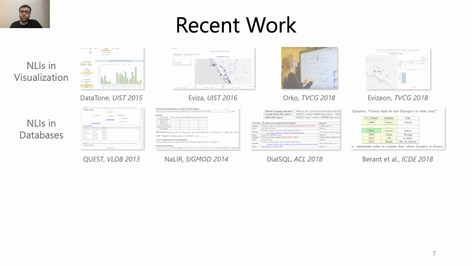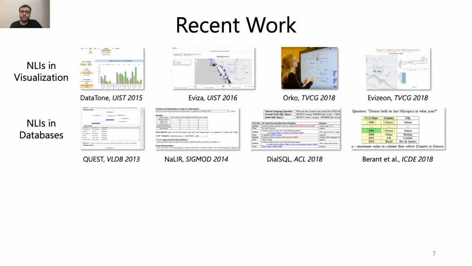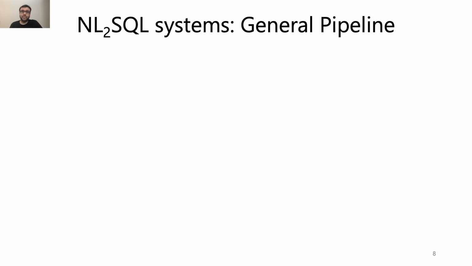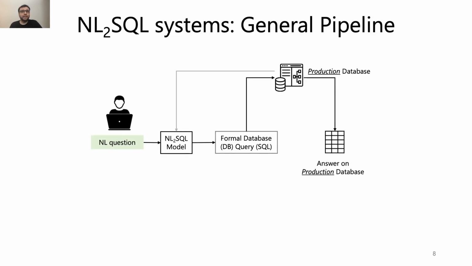There has been much work in the HCI and database communities to explain and correct system responses using natural language and visualizations. There has also been a recent surge in deep learning-based frameworks that are pushing the boundaries of NL to SQL translation. In this work, we leverage RAT-SQL, a state-of-the-art framework, as our NL to SQL backend. As described earlier, this is a standard NL to SQL pipeline.